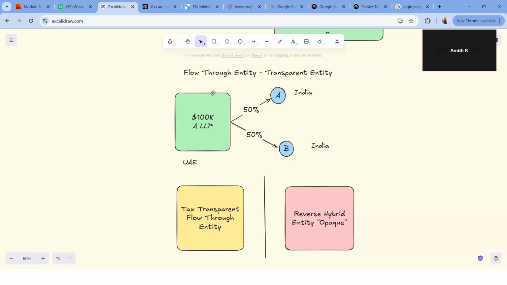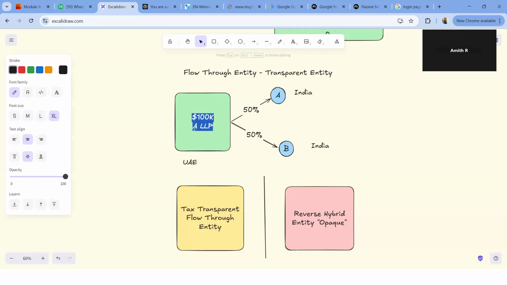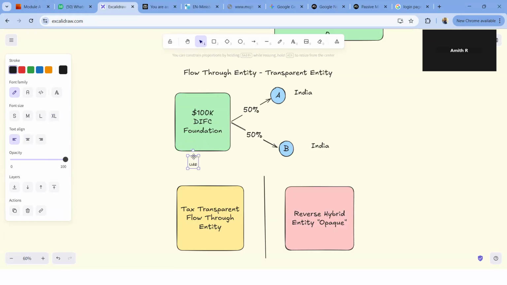I'll refine the question one more time. Let's say it is an LLP which is incorporated in DIFC. It's a DIFC foundation. And in UAE, in the local tax jurisdiction, I have claimed it to be a transparent entity. Okay, I have chosen the transparent entity option. So I am a transparent entity in UAE. No question about that.